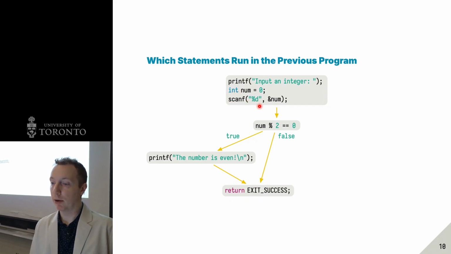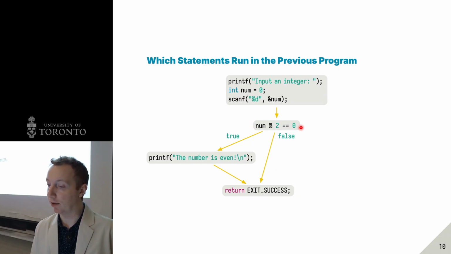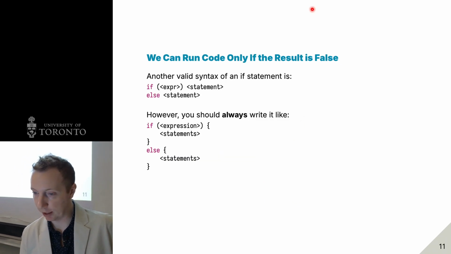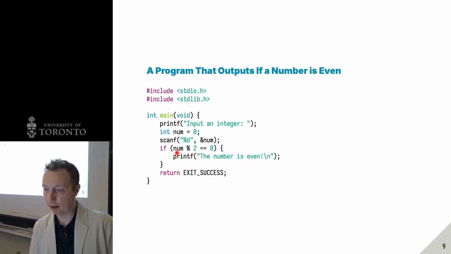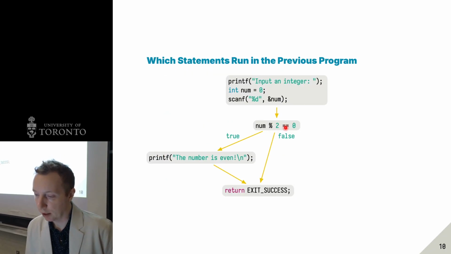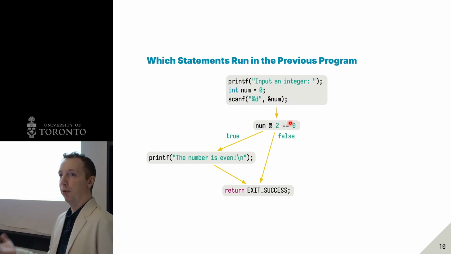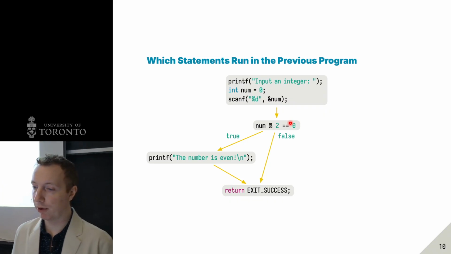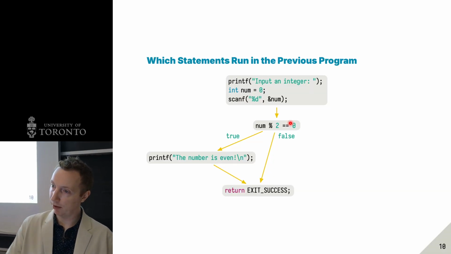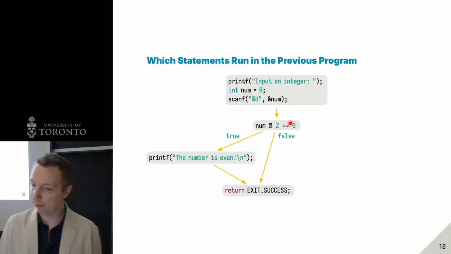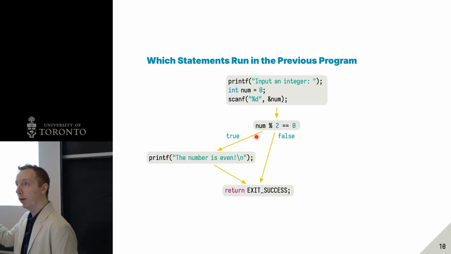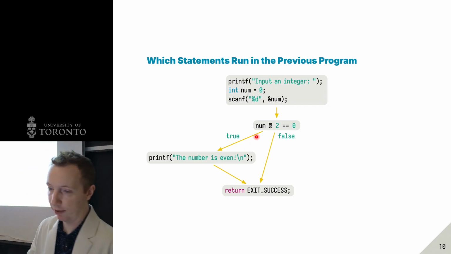And then it will always evaluate whatever is in the if statement, so whatever is in the parentheses. In my case, what was in the parentheses was num mod 2 equal 0. So it will evaluate that, and now it has a choice. We also call this a branch in programming. If that expression is true, it's going to execute the statements inside of the curly brackets with the if, which in this case is just printf, the number is even. If it is false, it's going to skip to the end and just skip over that statement.